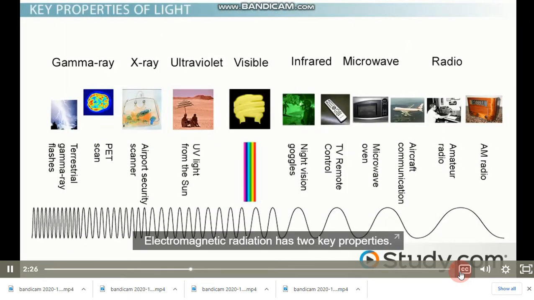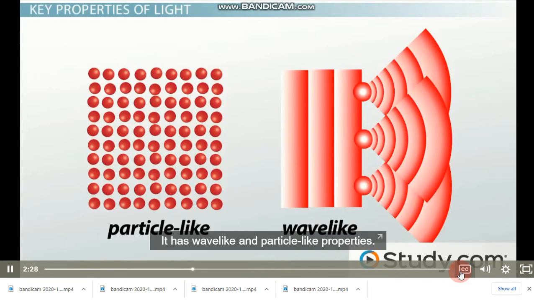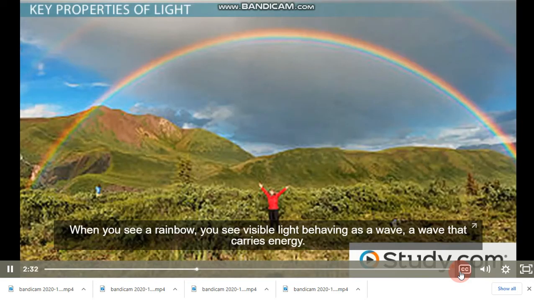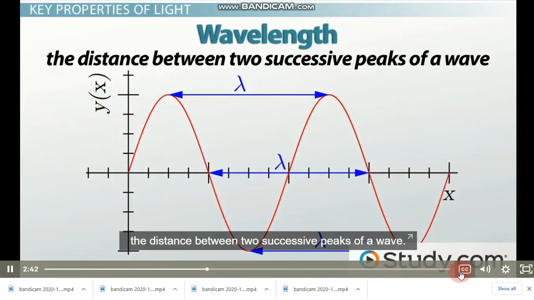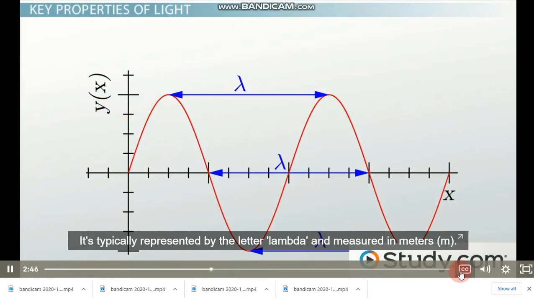Electromagnetic radiation has two key properties. It has wave-like and particle-like properties. When you see a rainbow, you see visible light behaving as a wave that carries energy. Like visible light, all forms of electromagnetic radiation have something known as a wavelength, the distance between two successive peaks of a wave. It's typically represented by the letter lambda and measured in meters.